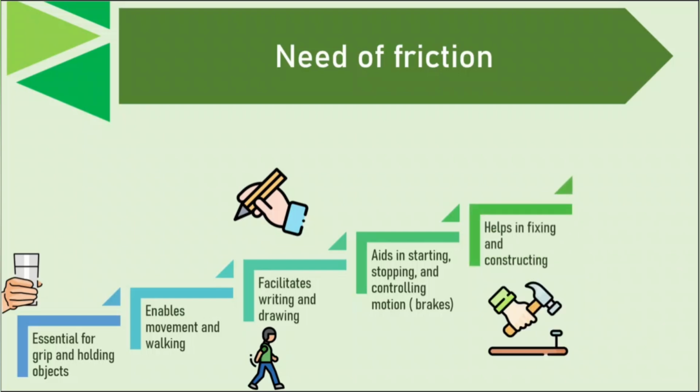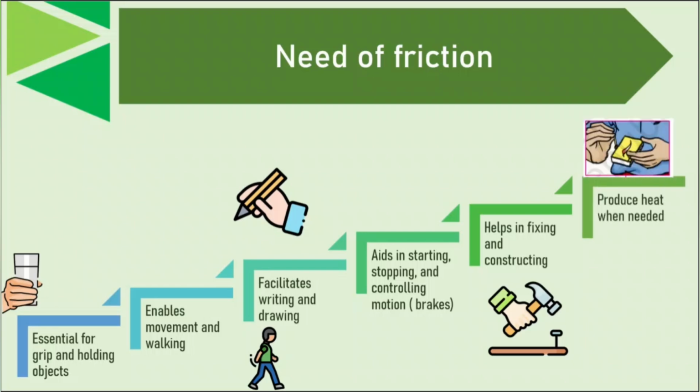It helps in fixing and constructing. Imagine if there was no friction, then you won't be able to fix a nail on a wall. If you've noticed, it's very hard to fix a nail on a smoother surface compared to that of a rough surface. At the end, it's important for producing heat whenever needed.